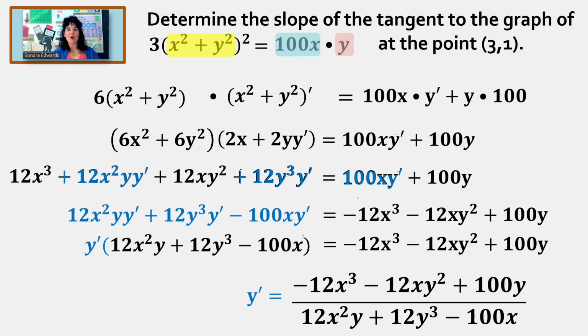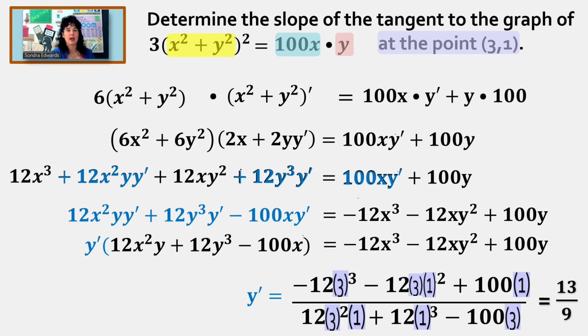Okay, now when I go to find it at the coordinate (3, 1): in the past when you found a derivative, the equation you got had at most something with an x in it. But this time the equation that we get that represents the slope of the tangent to the graph at any point has an x and a y in it. So I'm going to need to substitute the 3 in for any x and the 1 in for any y. So if I replace every x and every y with the 3 and the 1 and simplify, I'm going to end up with 13 over 9.